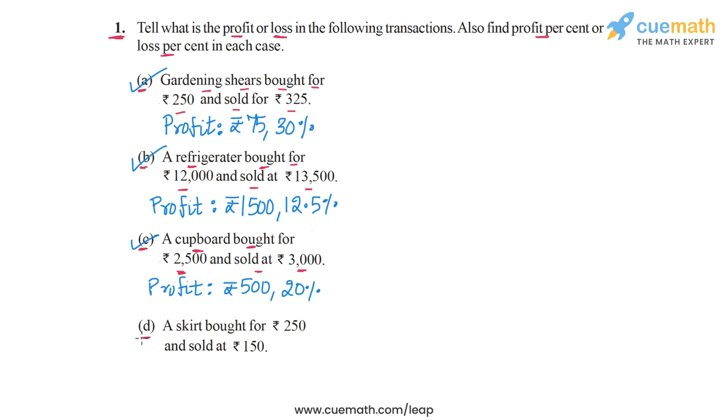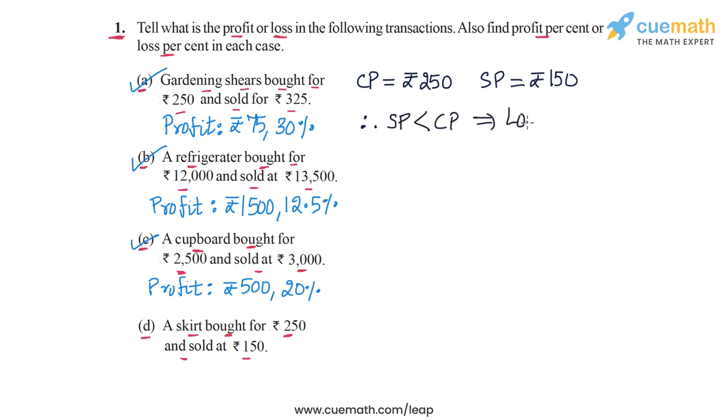Finally, we come to part D, which says a skirt was bought for rupees 250 and sold at rupees 150. So the cost price in this case was rupees 250 and the selling price was rupees 150. Okay, so in this case, this is different from the previous three cases. In this case, the selling price is less than the cost price. So this means that in this case, a loss was made on the transaction.